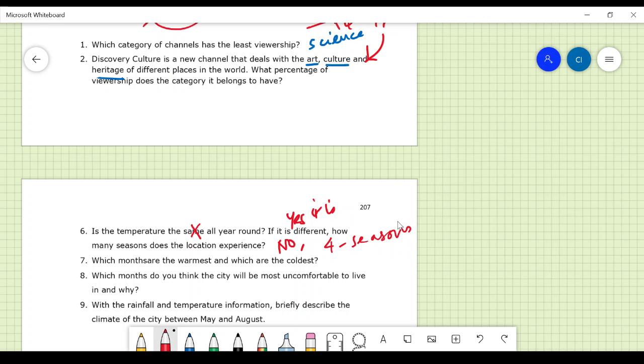Change in temperature. Which months are warmest and which are the coldest? Warm starts from March to October or something like that, and then the coldest is from January. Same thing, you can just have a look at the graph here, the lower part is there.